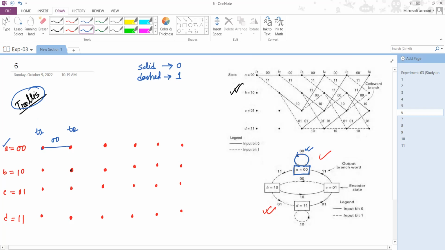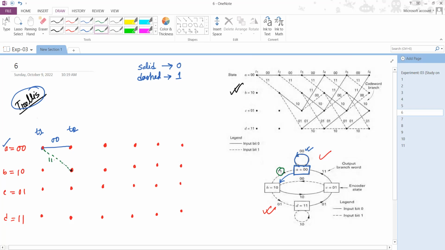And again, for our input bit 1, from 0 0, it will move to 1 0, right? And in this case, it will be a dashed line. So we can draw like this. From 0 0, it will move to 1 0, but in this case, it will be a dashed line. And the output associated with it is 1 1. So I'm just writing it as 1 1. Okay.